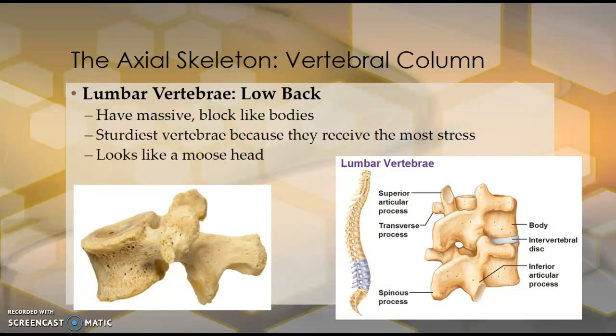Okay, then your lumbar vertebrae. They have massive block-like bodies because they're receiving the most stress, okay, when you're walking, running, doing anything. So they're going to have large intervertebral discs and large, massive bodies. And I always thought when you looked at one of these, it kind of looks like a moose head. Oops, there's your moose mouth right there, and there's his antlers.